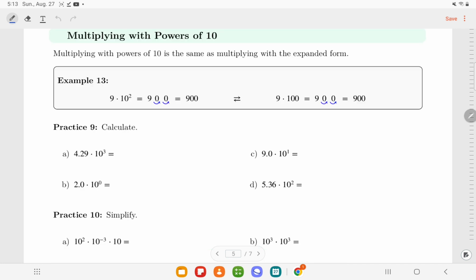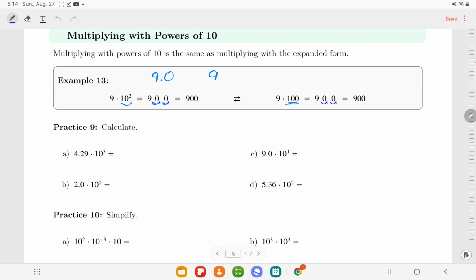So when we're multiplying with powers of 10, for example, 9 times 10 to exponent 2, we know that 10 to exponent 2 is simply 100. So there is a point. Sometimes we write it as 9.0, but we can just write it as 9. There is an invisible point here. And when we multiply it by 10 squared or 100, we move this point 2 places to the right. So the number becomes greater, larger.